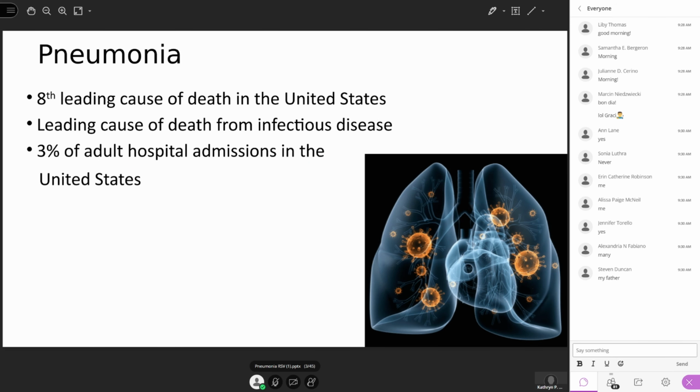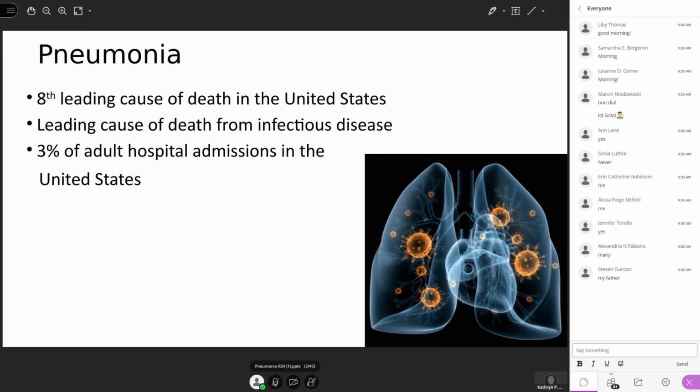Okay, so pneumonia. It is the 8th leading cause of death in the United States, and it's pretty significant. Especially for our older people for a variety of reasons, and we can talk a lot about comorbidities, but it is the leading cause of death from infectious disease, and 3% of adult hospital admissions in the United States are related to pneumonia. The real, not problem, but pneumonia can be prevented by vaccination. And pneumonia is the most mortality that can be prevented by a vaccine. And it's influenza and pneumococcal disease.